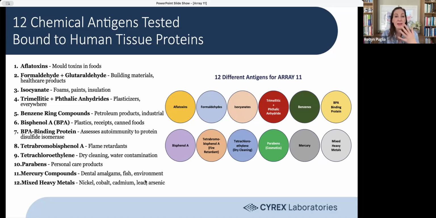And again, these are all found in all of our bodies already. None of these are unusual. These are all the ones that are representative of daily life, even if you live in a relatively clean environment.